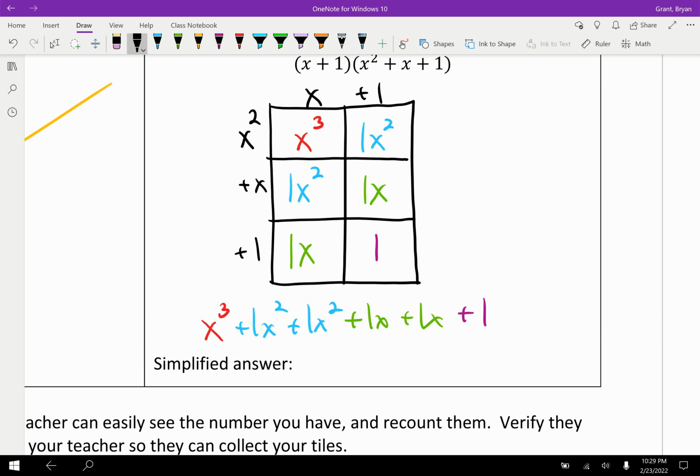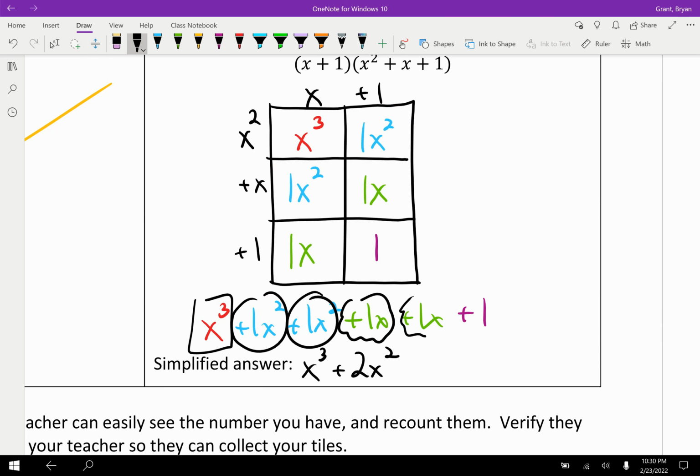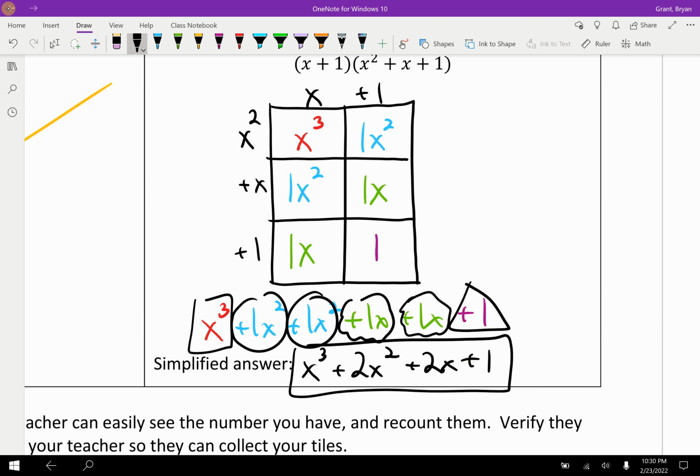So then, writing our final answer, there is nothing like the x cubed, so it stays. X squared plus 1 more gives us 2 of those x squareds, just like last class. We have 1x plus another x, that's 2 x's. And finishing off, we have this 1 at the end.